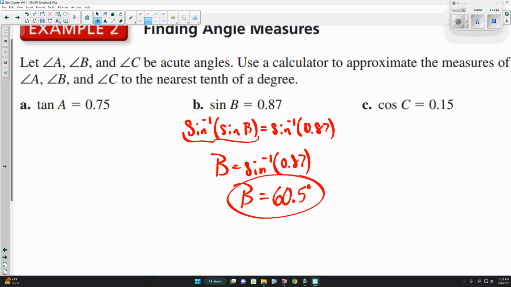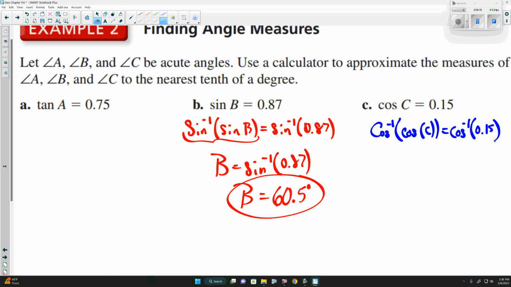So this gives us a way to find the angle. What angle, if we plugged it in, would get us back to our decimal point? And the last one, here we would apply cosine inverse to both sides.